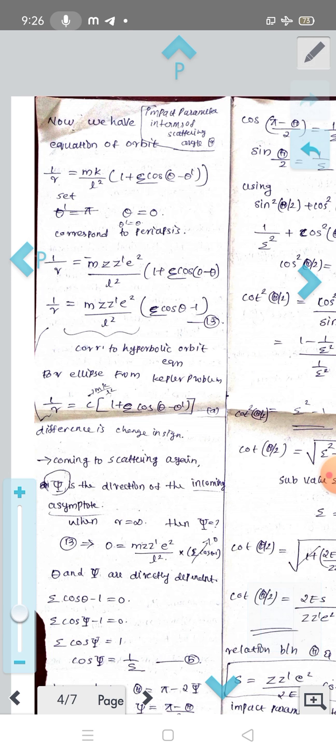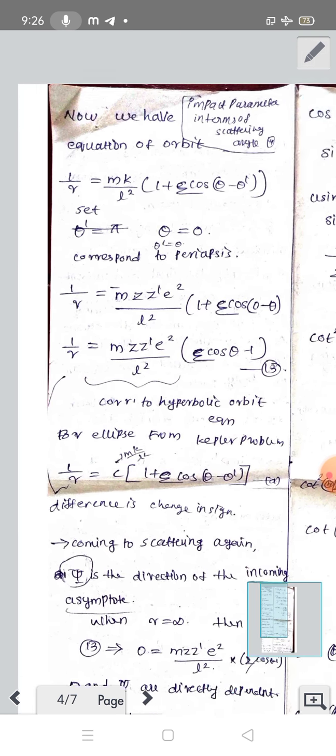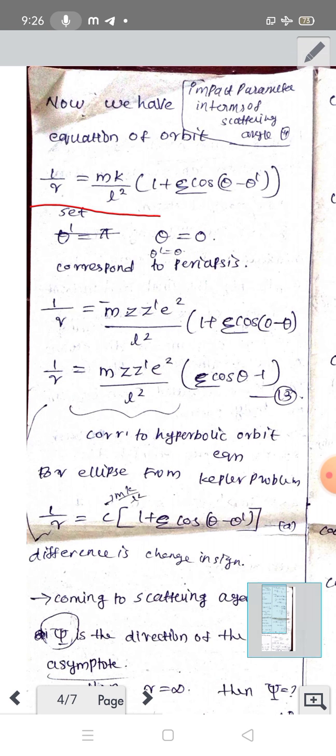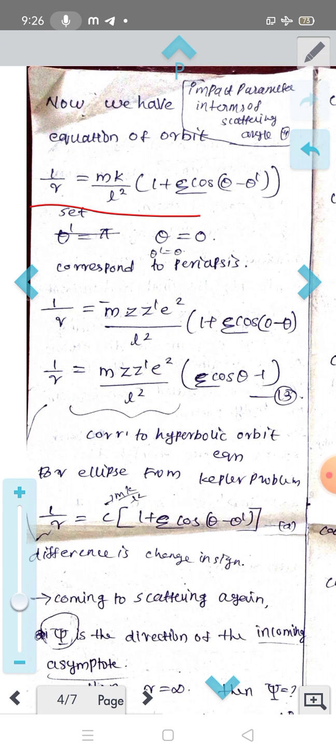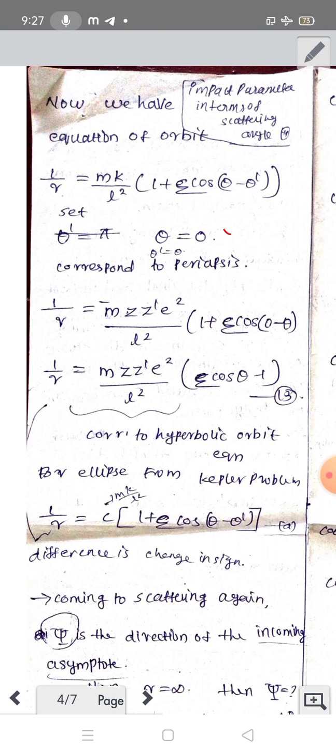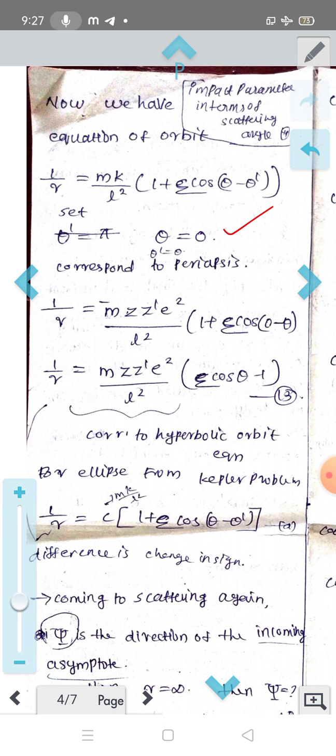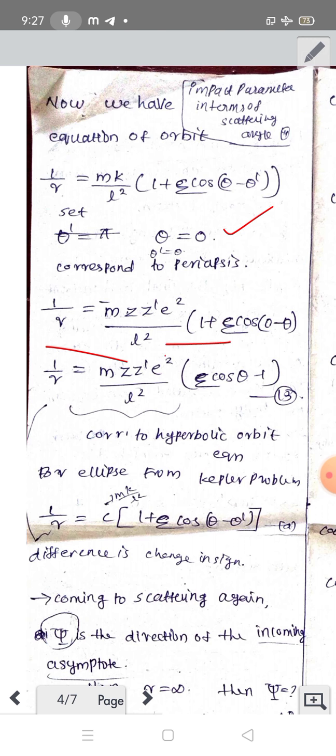അപ്പോൾ അത് കണ്ടിന്യൂഷൻ തന്നെയാണ്. So we have the equation of orbit, 1 by r is equal to mk by l square into 1 plus epsilon cos theta minus theta prime. Now set theta equal to 0 and theta prime equal to theta, which corresponds to the periaxis. So we can write 1 by r is equal to, substituting these two values, we will get this equation.